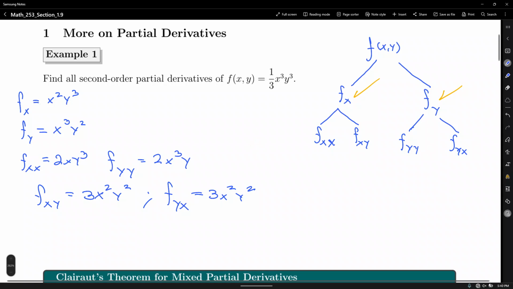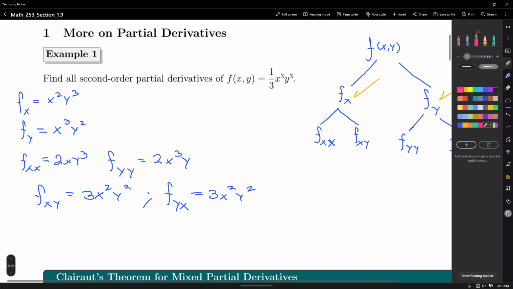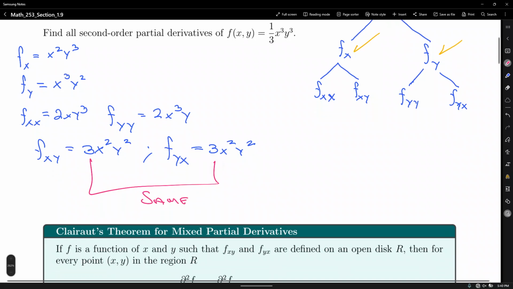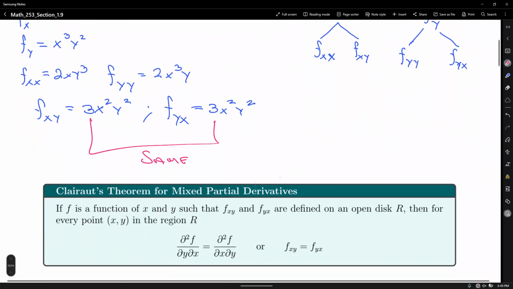Dwayne? They're the same, right? These two are the same, all right? So, same. Well, there's actually a name for this. These are called the mixed partial derivatives. And no matter what function you have, that's always true. That always gets satisfied. If you take the second order mixed partial derivatives, they're always going to be the same.